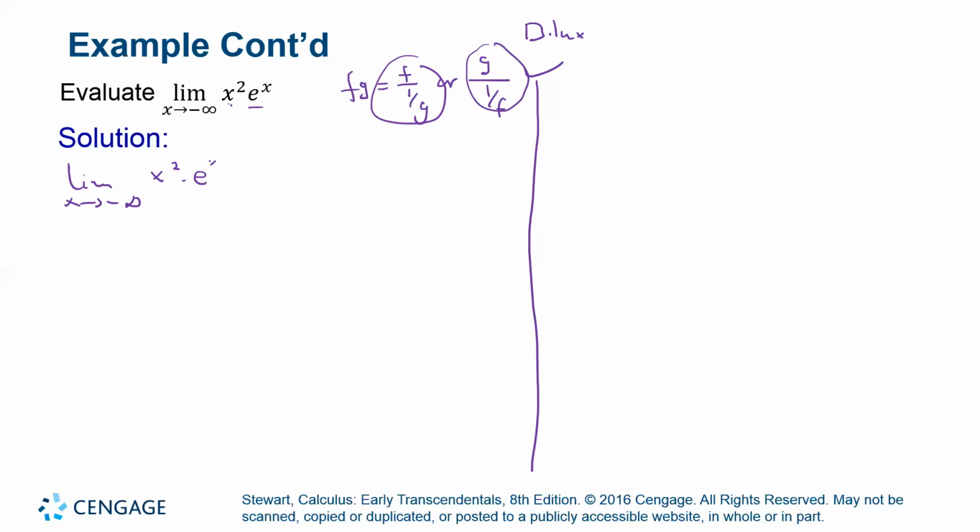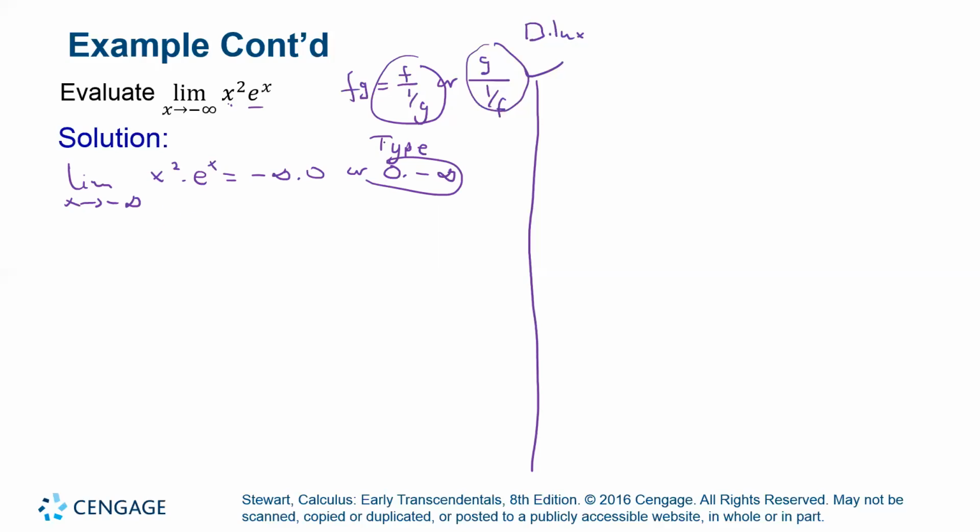So we're going to write this as the limit as x goes toward negative infinity of x squared times e to the x. Negative infinity, this would be negative infinity times, then e to the negative infinity is going to be 0. So this is the form 0 times infinity. So who wins? So that is an indeterminate type that we're going to deal with.